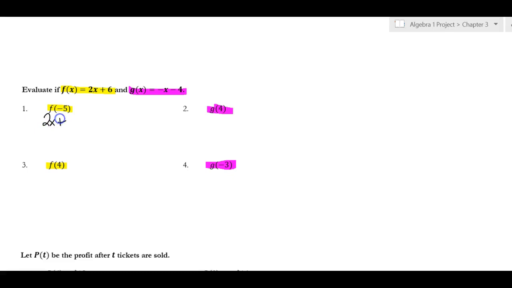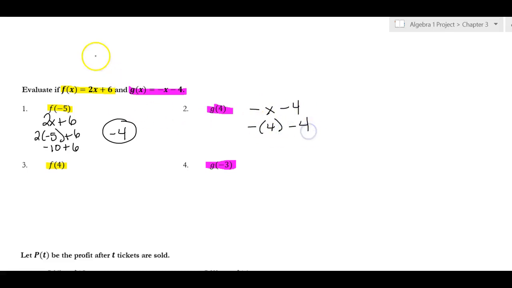Okay, so you should have written 2x plus 6. And instead of x, I'm plugging in a -5. So that's -10 plus 6, which is -4. Over here for g, it should have been -x minus 4. So it's -(-4) minus 4. And I didn't talk about this, but you notice I'm plugging things in parentheses. Plugging things in parentheses is going to make a difference sometimes, especially if there's an exponent. So if you get in the habit now, it'll be good for you to plug them in with parentheses because you'll always get it right. All right, -4 and -4 is -8.